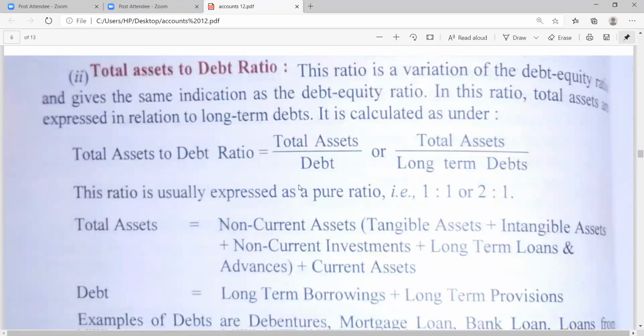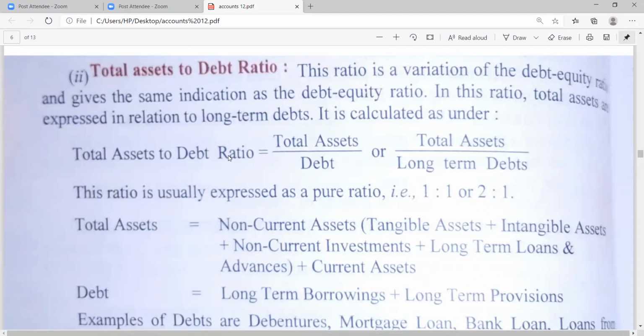Let's go for the second ratio now, total asset to debt ratio. This ratio is a variation of the debt equity ratio and gives the same indication as the debt equity ratio. In this ratio, total assets are expressed in relation to long-term debt. It is calculated as under. Here the formula is hidden in the name of the ratio. It is total assets upon debt. If we divide the total assets by debt, we will get the total asset to debt ratio.